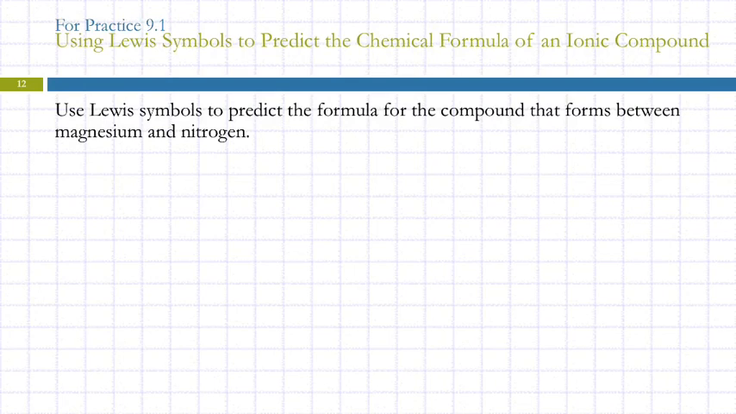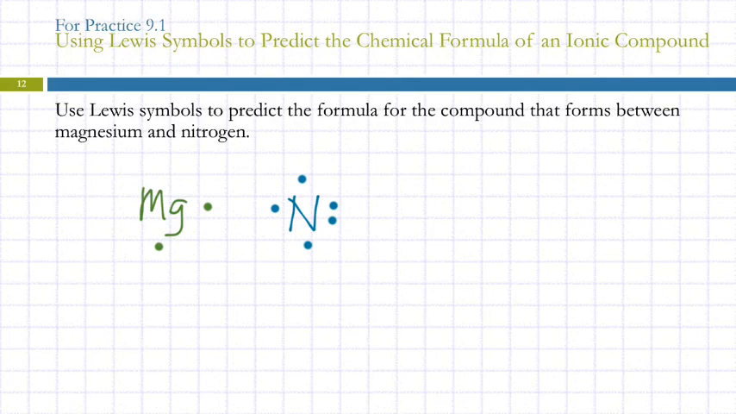So let's use Lewis symbols to predict the formula for the compound that forms between magnesium and nitrogen. So we need to draw the Lewis symbols for magnesium and for nitrogen. So here's magnesium. How many valence electrons? 2. And we'll make nitrogen blue. How many valence electrons does nitrogen have? 5. 1, 2, 3, 4, 5.